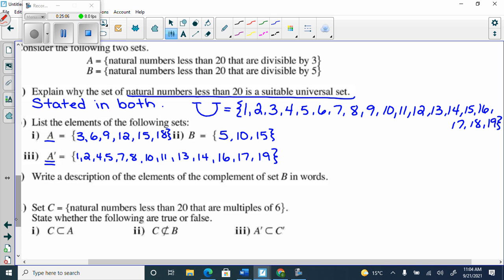What's the description of the complement of B in words? B complement in words is like that. So it's the natural numbers less than 20 that are not divisible by 5.